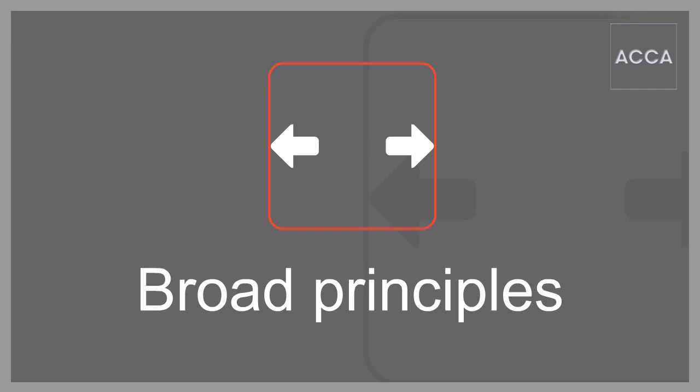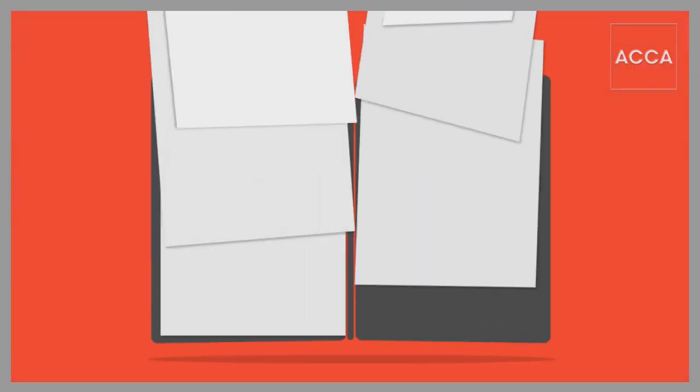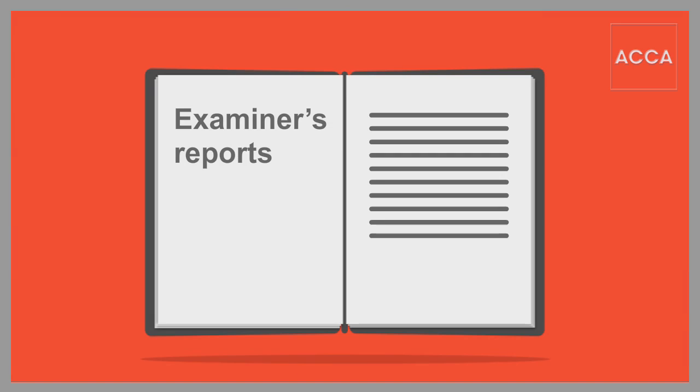Is there a way that students can find out what common errors have been made in the past? Yes, there is. After each exam session, an examiner's report will be produced, which will highlight 2 or 3 questions which many students answered incorrectly, outlining the common problems.